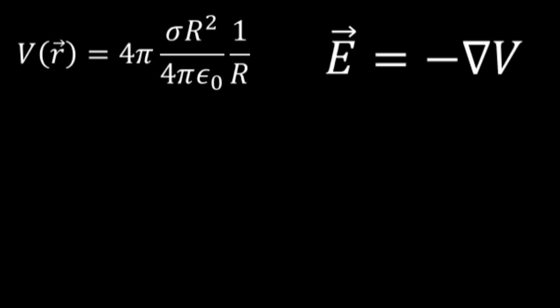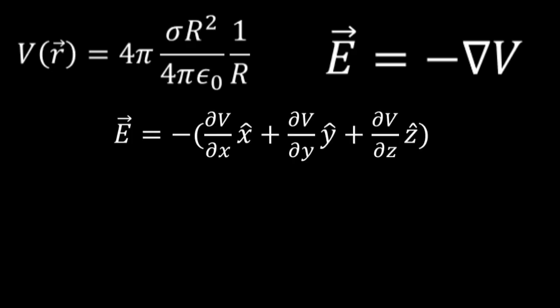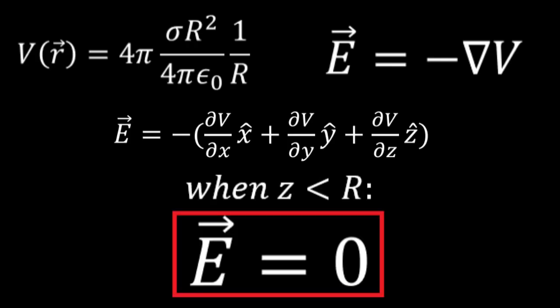We get the field by taking the gradient of the potential, but since taking the gradient is just taking derivatives, and the derivative of a constant with respect to anything is 0, we conclude that the electric field inside of a uniformly charged spherical shell is 0. QED.